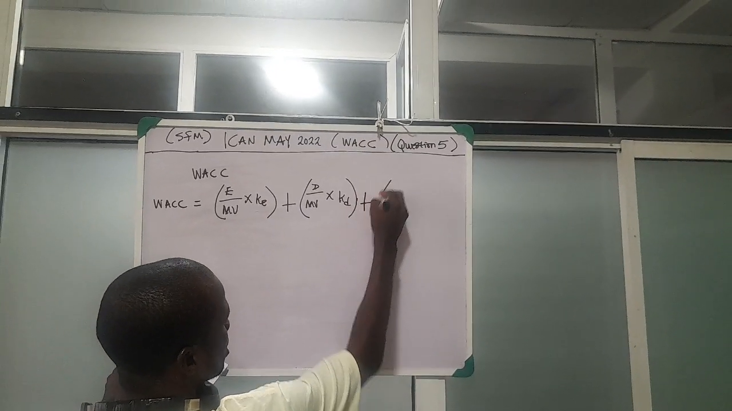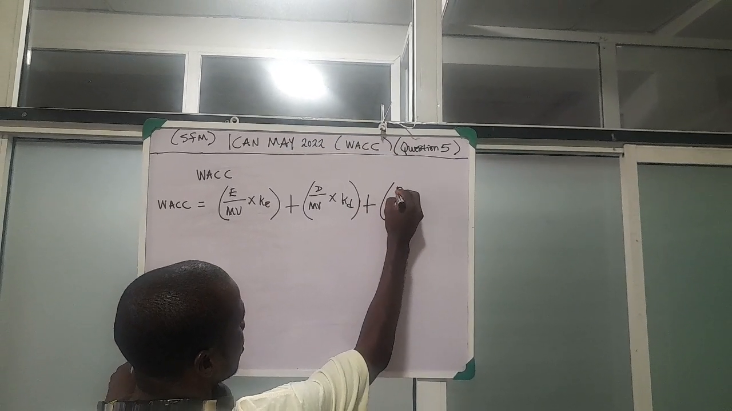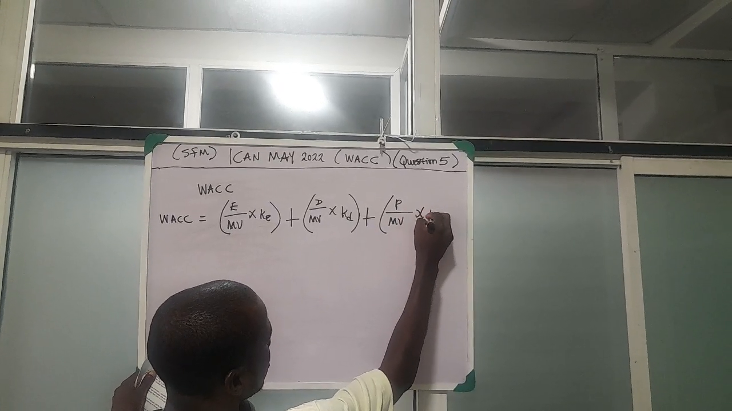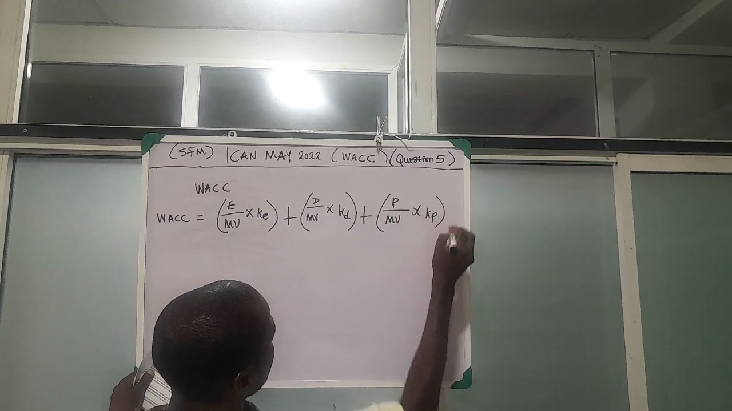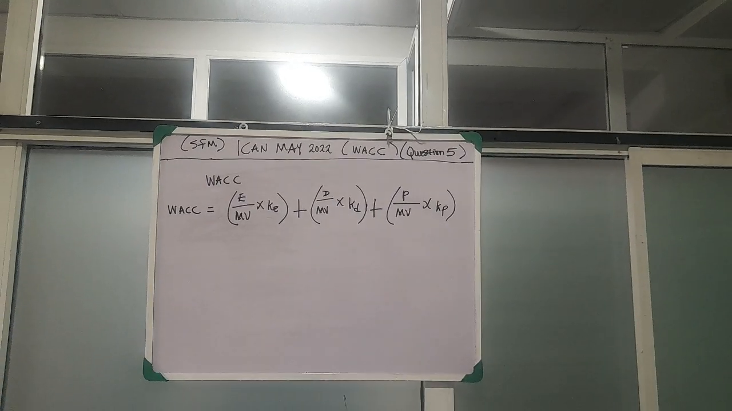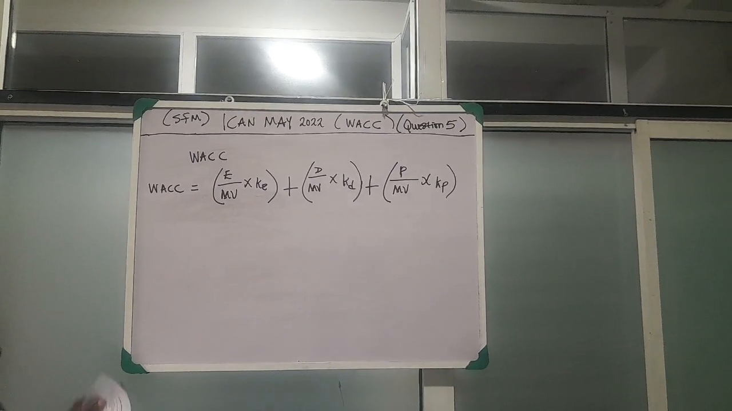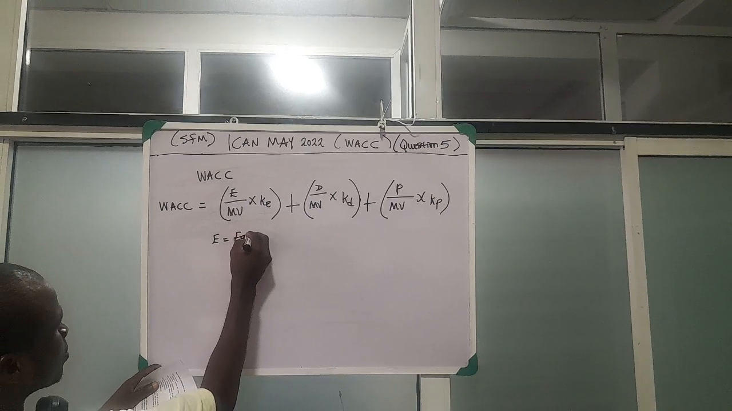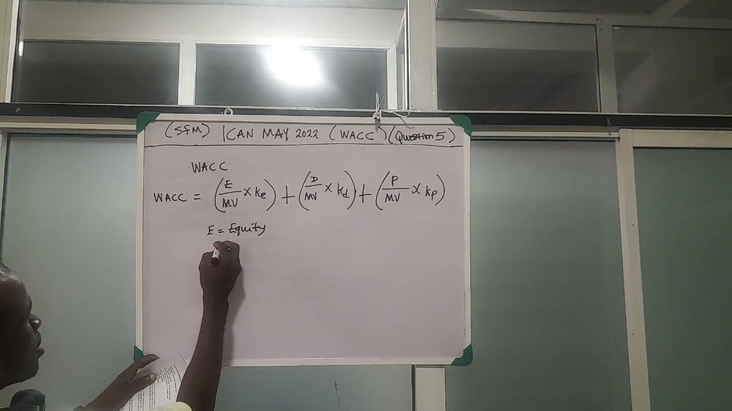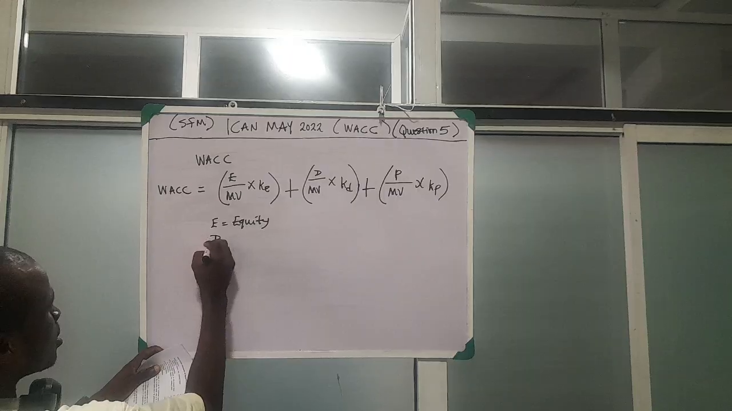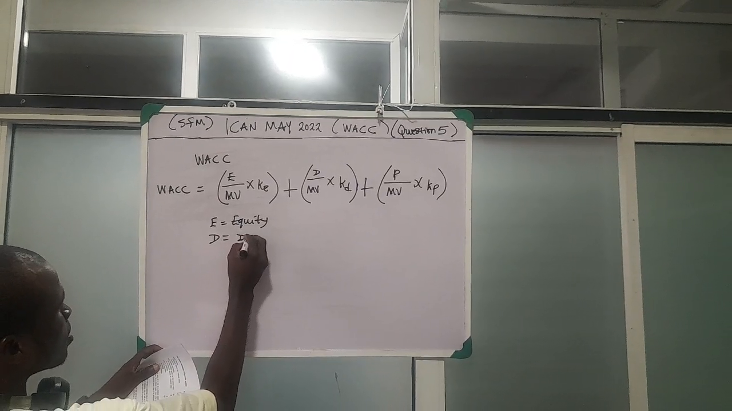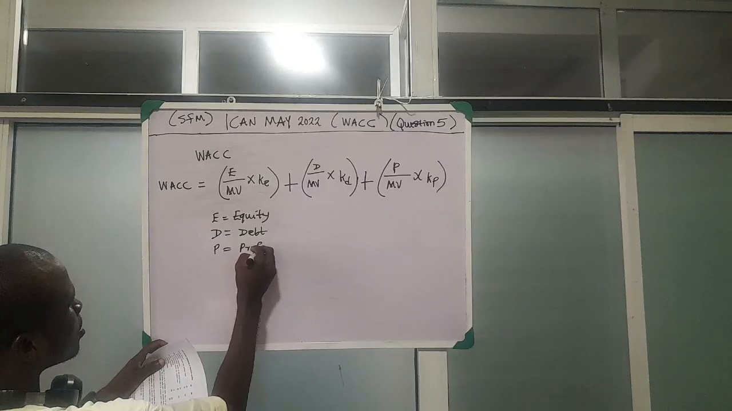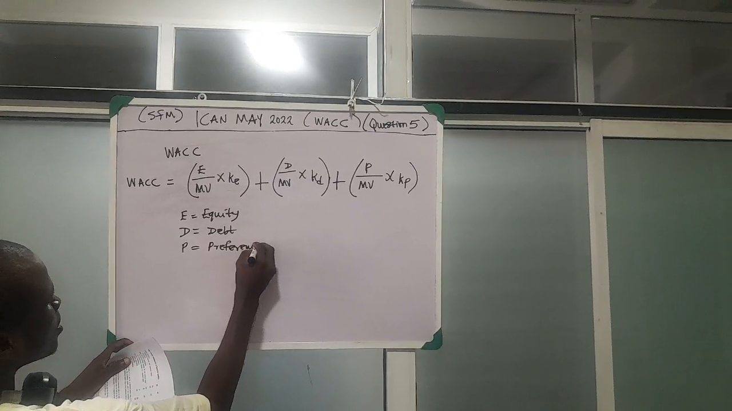Then we'll add preference share. That is preference share divided by the market value times the cost of preference shares. That gives the weighted average cost of capital. Then the E stands for equity. The D stands for debt. P stands for preference share.